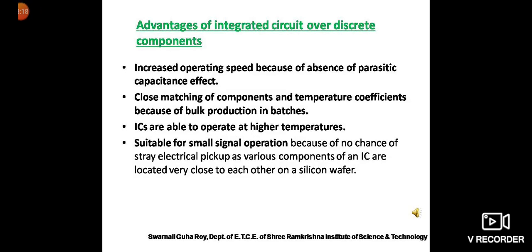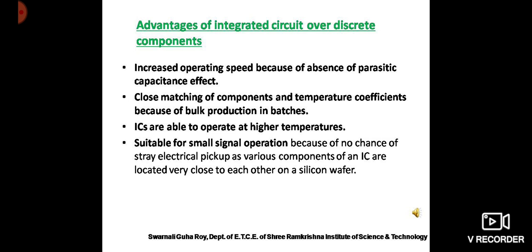The next advantage of using integrated circuits over discrete components is their increased operating speed. That is, an IC can perform at a much higher speed than discrete components. It is because of absence of parasitic capacitance effects, and the cause behind it is that inside an IC fewer interconnections are made.